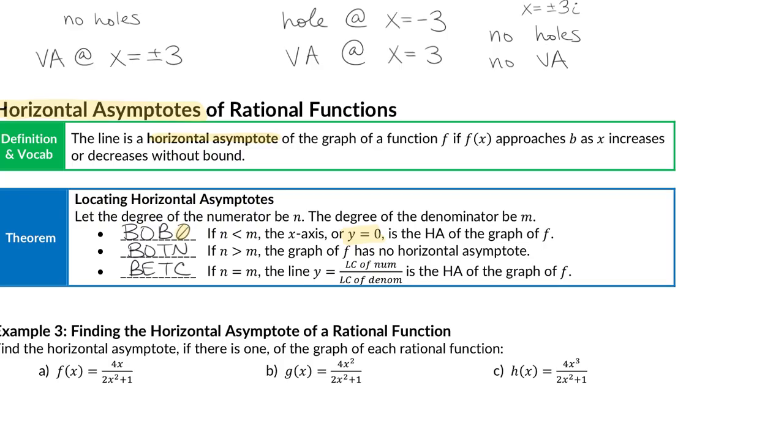If the degree of the numerator is bigger, BOTN stands for bigger on top. When the degree is bigger on top, there is no horizontal asymptote, and it will have an undefined end behavior. But for us, when we're talking about horizontal asymptote, you say none. So the N stands for none, no horizontal asymptote.